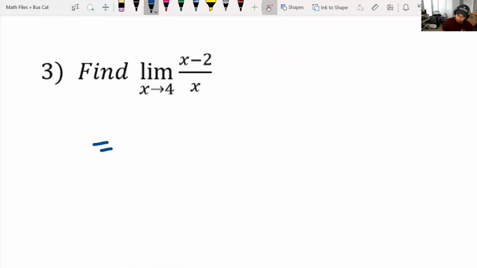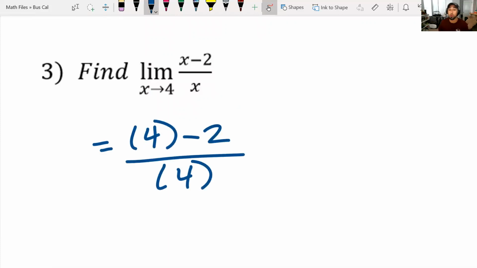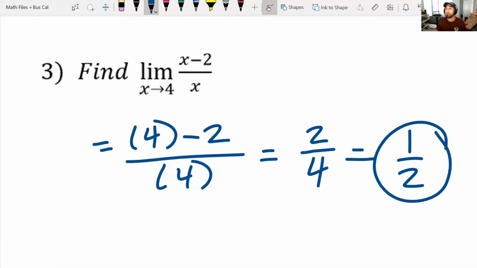Let's try that again. 4 minus 2 over 4. We plug it in. Let's simplify. 4 minus 2 is 2. 2 over 4 is 1/2. Beautiful. That's it, guys. Sometimes just plugging the number in works. Simplify it, done.